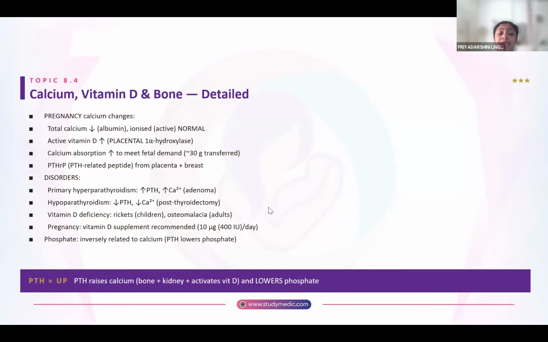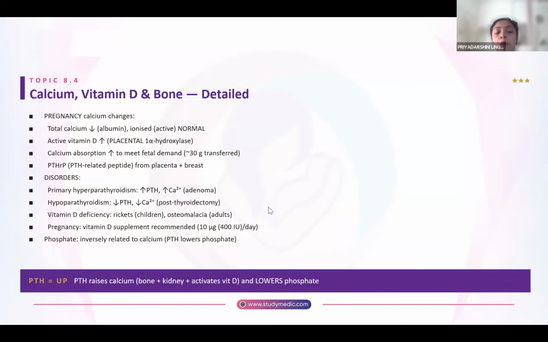Now, let's look into the disorders of these metabolic problems. The most common one is your primary hyperparathyroidism. We know from the name primary, it is affecting basically the parathyroid, and it is hyper. That means increased amount of parathyroid hormone. So what is this going to do? This can release a high level of parathyroid hormone, and in turn, it's going to elevate your levels of calcium. The most common cause here is an adenoma of your parathyroid glands.